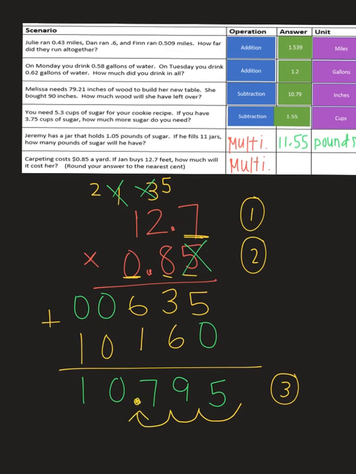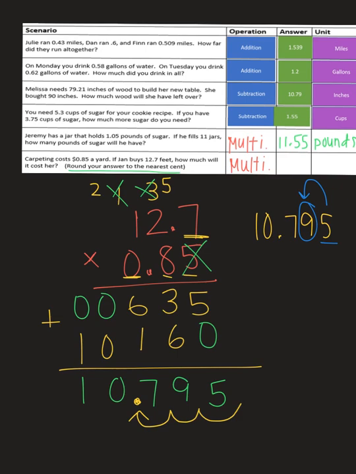But looking back at our problem, it said round your answer to the nearest cent. So if I have 10.795, my nearest cent, I would be circling my 9 and underlining my 5. So 5 tells me to round that 9 up. But if I round 9 up 1, that gives me 10. So I'll put my 0, carry a 1. 1 plus 7 is 8. Bring down your 10. So your answer would be 10.80. And in this case we are talking money, so this would be dollars.